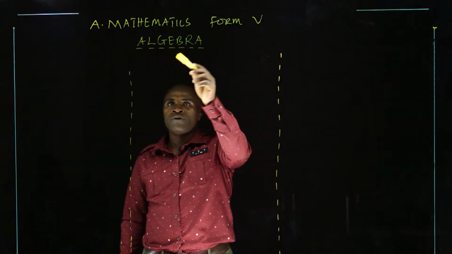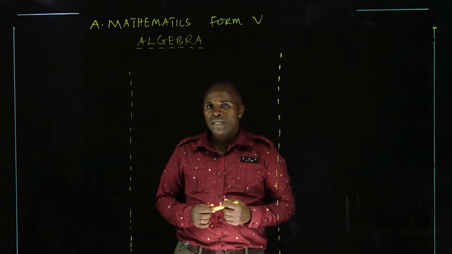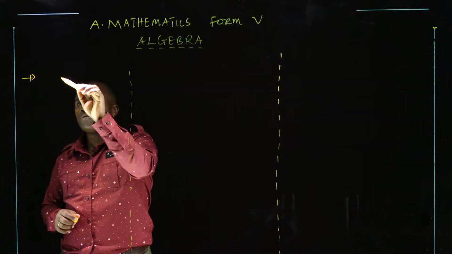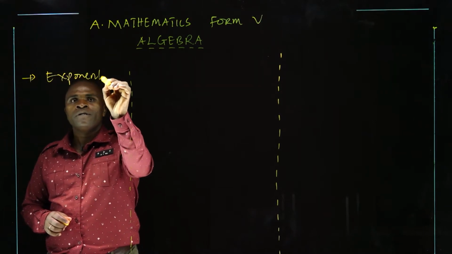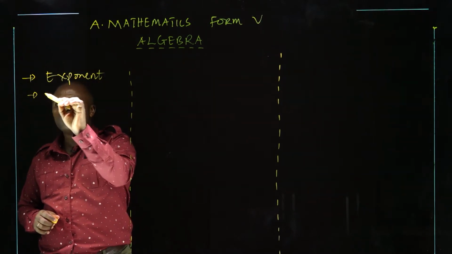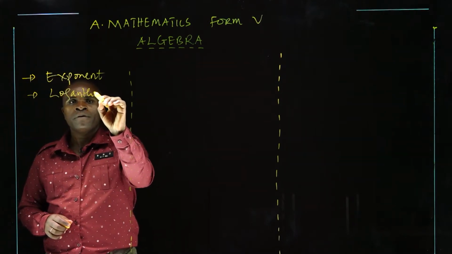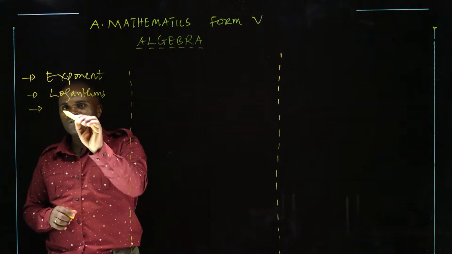As you can see here, we have written the word algebra. To begin with, in this topic of algebra, we will need to know these subtopics here. So in algebra, you will need to have the concept of exponents. We will also have to know the concept of logarithms. We will need to have the idea of the part of series.